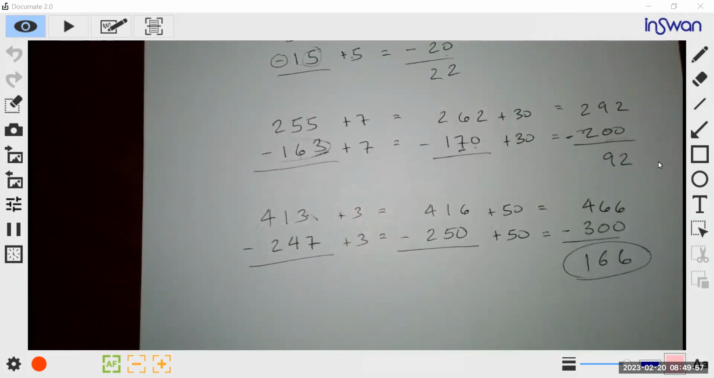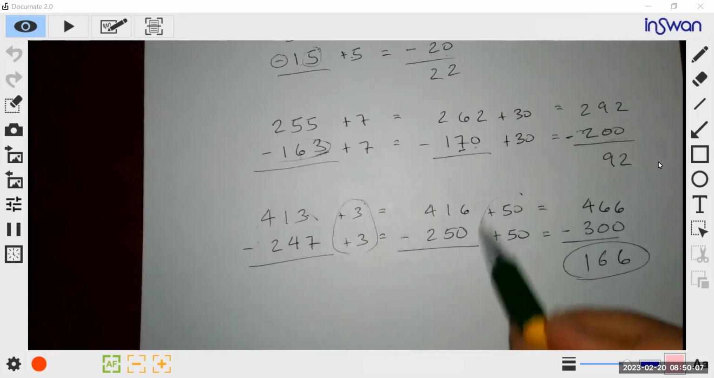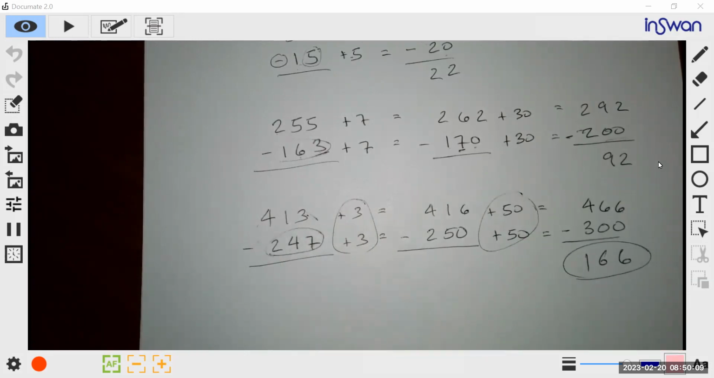So I have a question. Are the answers all the same, or do they change because you're adding? The numbers you add are always going to be different depending on the bottom number. I'm talking about, okay, 413 minus 247. Does the answer equal 166?